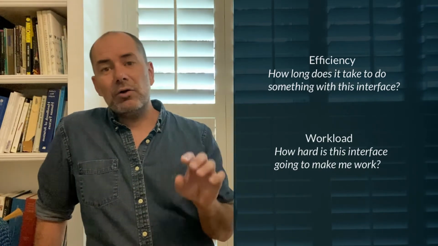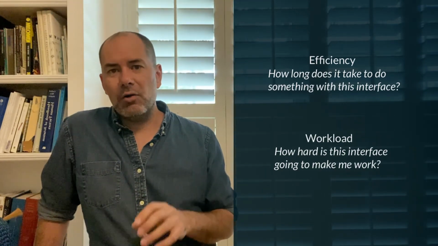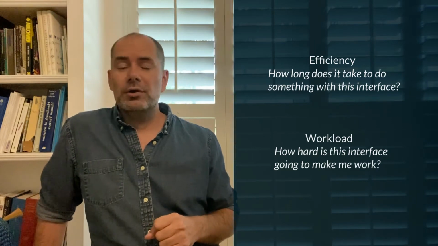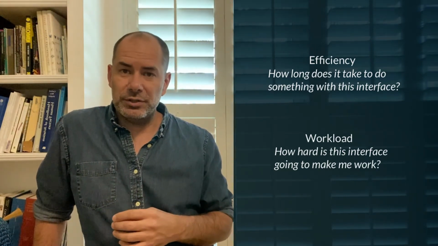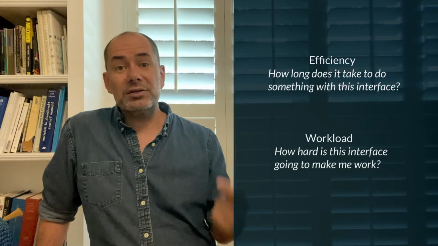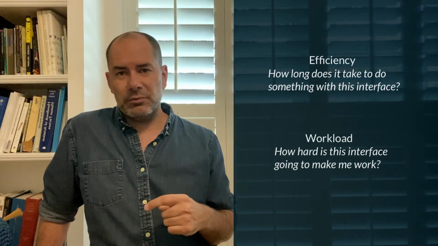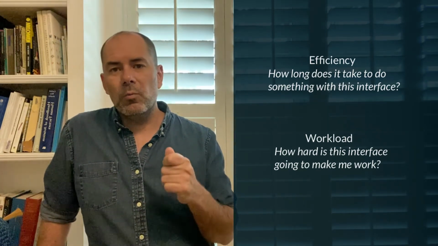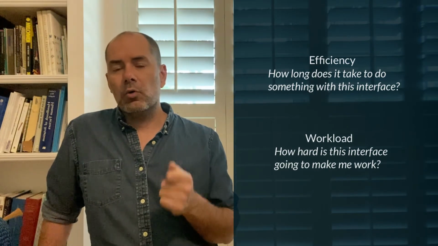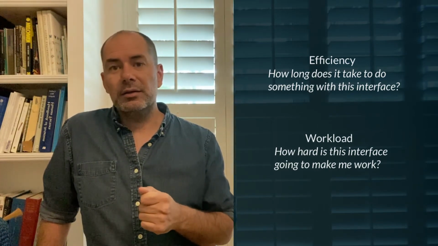Mental workload is how difficult is this task going to be? How hard is this interface going to make me work? Or again, how difficult is this procedure going to be? To do that, we go back to those working memory adjustments that we have to GOMS. Working memory is how workload estimates are made in Cogulator.